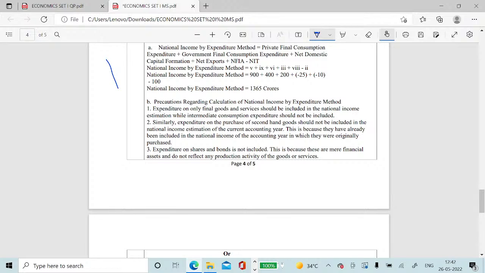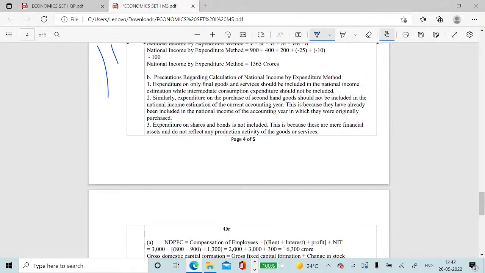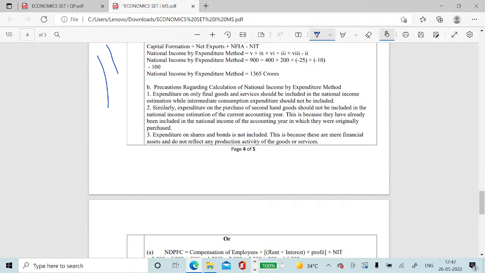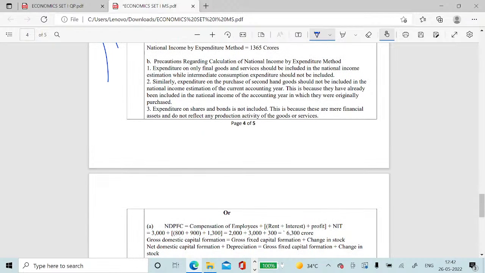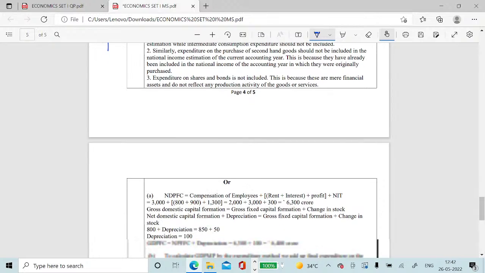Second, similarly, expenditure on the purchase of second-hand goods should not be included in the national income estimation of the current accounting year. This is because they have already been included in the national income of the accounting year in which they were originally purchased. Expenditure on shares and bonds is not included. This is because these are mere financial assets and do not reflect any production activity of the goods or services.